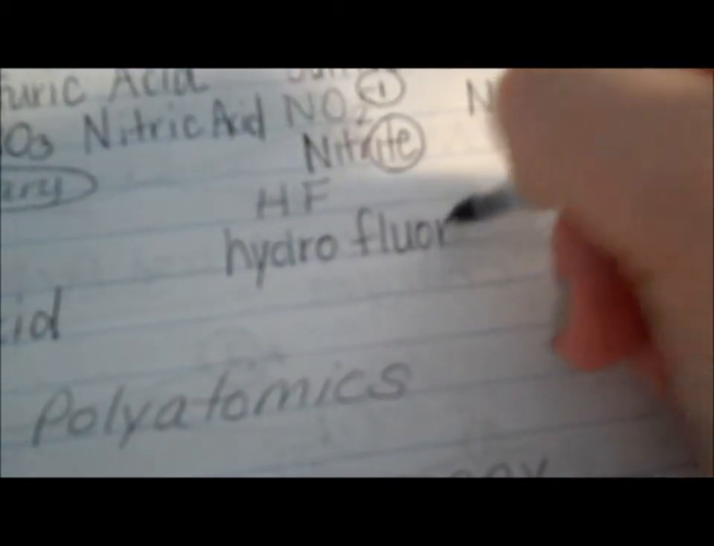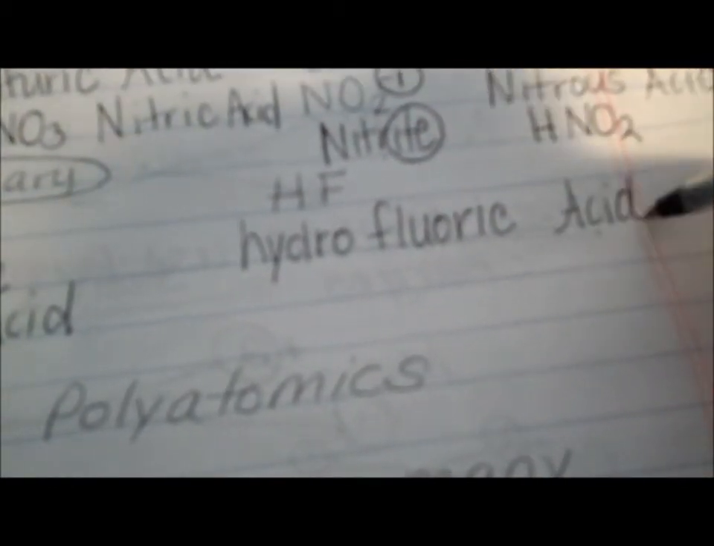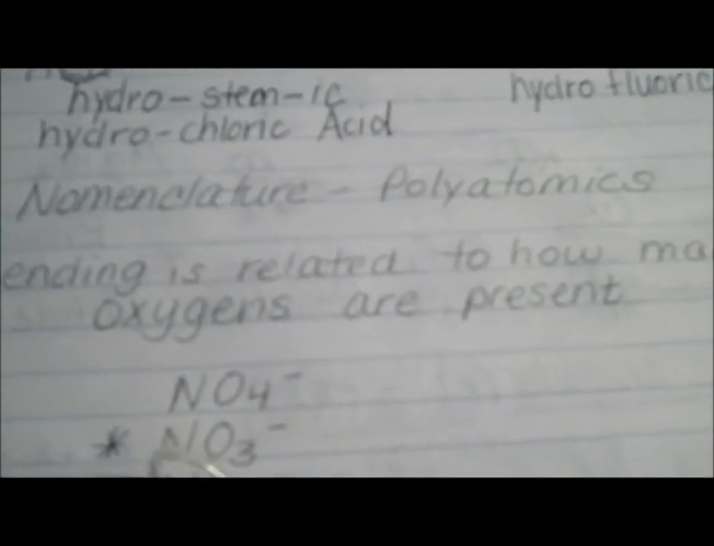So let's look at our next one. We have HF. We classify it as binary, so it's going to be hydro. The stem is fluor for fluorine, and then its ending goes to ic, and then add the word acid there. Now that's acid nomenclature.